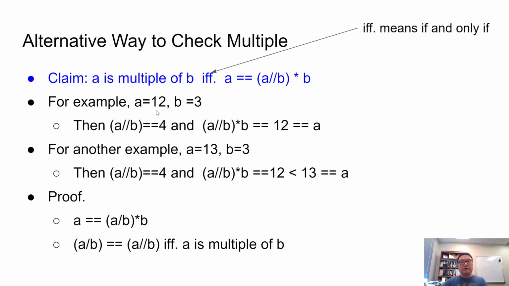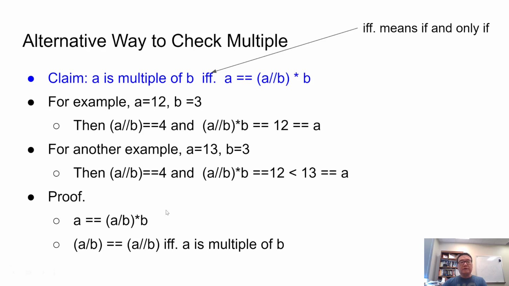So let's first look at some concrete examples. If A is 12, B is 3, then 12 divided by 3, that's 4. And then 4 times 3 again, that's 12. So that equals A. So indeed, 12 is a multiple of 3, and this equation holds. Let's consider if A is 13, also B remains 3, then we have A divided by B being 4. So A divided by B multiplied by B is 12, and this is not equal to 13. And 13 is not a multiple of 3. So looking at these two examples, they are consistent with the claim.